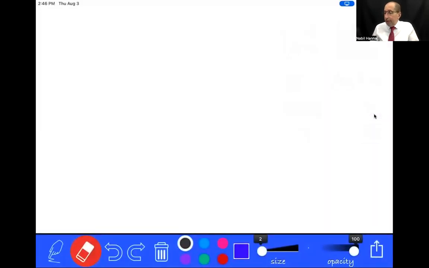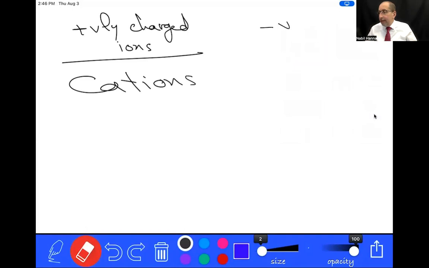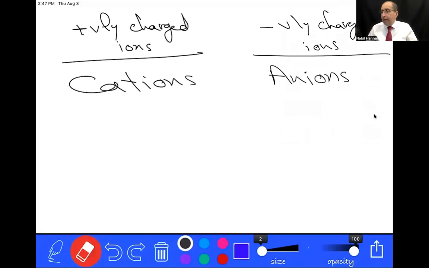So the body has positively charged ions, and we call them cations. And also it has negatively charged ions, and we call these negatively charged ions anions. And normally in the human body, the cations should equal the anions, so that we are electrically neutral.